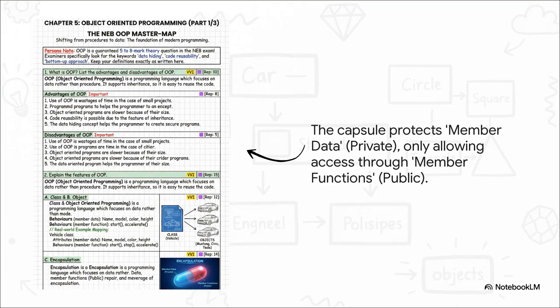Now look at this diagram here. See how the private data is tucked away safely inside the capsule? The only way anything from the outside can touch that data is by going through the public functions. Those functions act like a security guard at a gate. This is awesome because it stops other parts of the program from accidentally or maliciously messing up your important information.